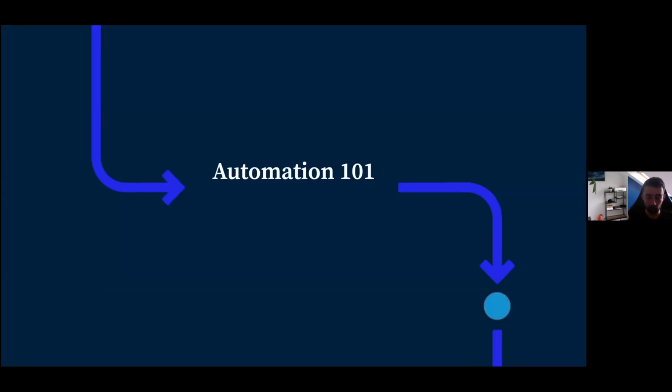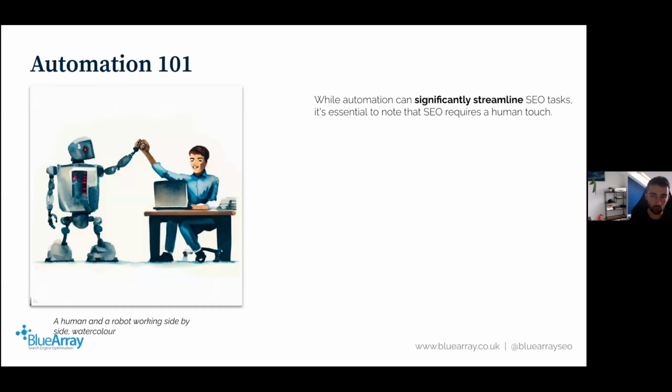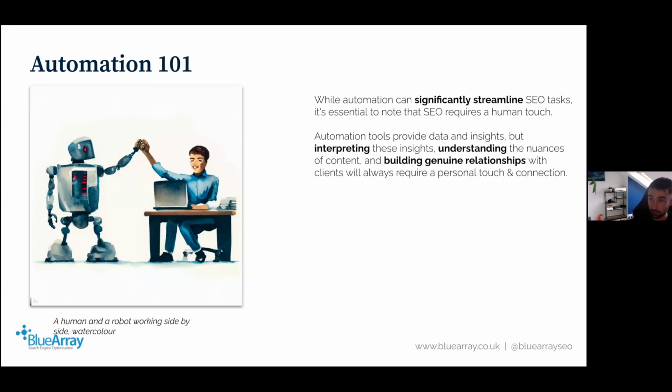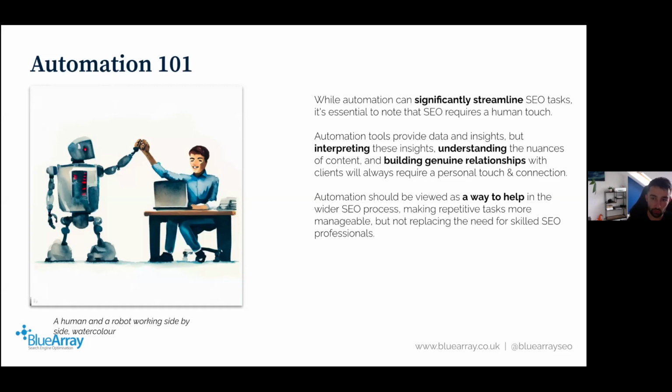So having a look at kind of automation 101, and we're going to recap a little bit of what we just covered a second ago. So while automation can significantly streamline SEO tasks, it's essential to note that SEO requires a human touch. It requires an SEO to build a relationship with a client. Automation tools provide data and insights, but interpreting those, actually understanding the nuances of that, and of course, building that genuine relationship with clients is always going to require a personal touch and connection. Automation should be viewed as a way to help in the wider SEO process, making those repetitive tasks more manageable, of course, but not replacing the need for skilled SEO professionals. There's still going to need to be someone on the other side of the data interpreting what it is that these tools and these automations effectively spit out.